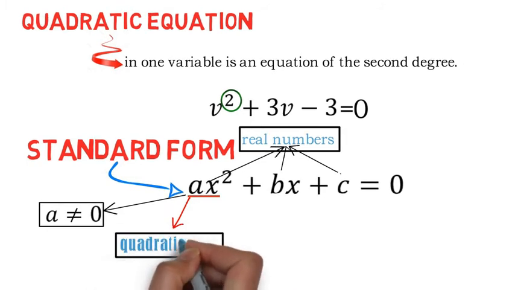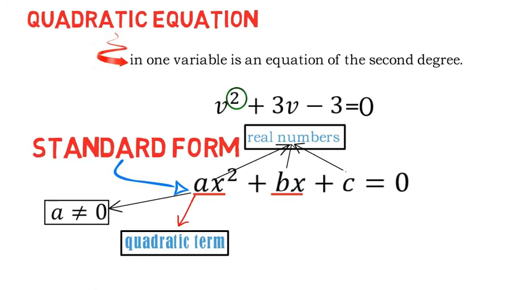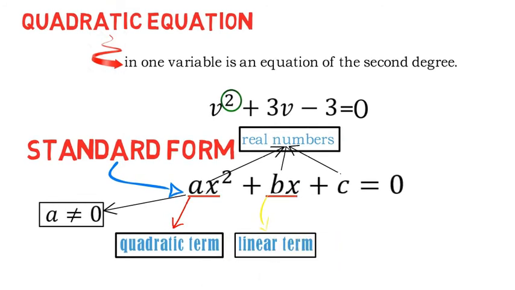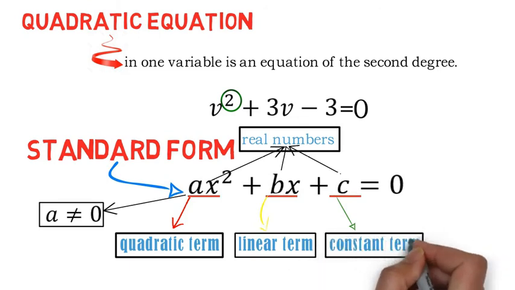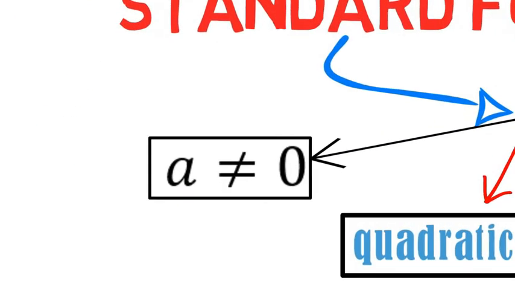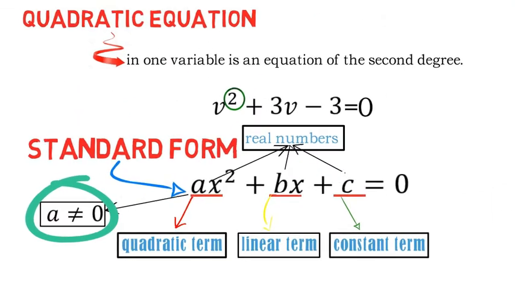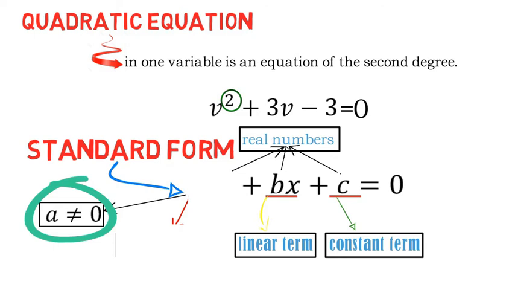First, ax squared, that is what we call the quadratic term. The bx, that is what we call the linear term. And c, that is what we call the constant term. Why is it that a is not equal to 0? Because when a is equal to 0, we have no quadratic term, and we cannot call that equation quadratic.